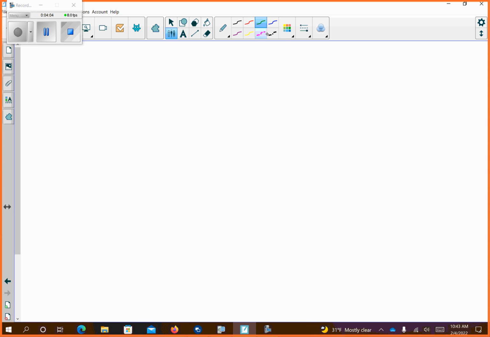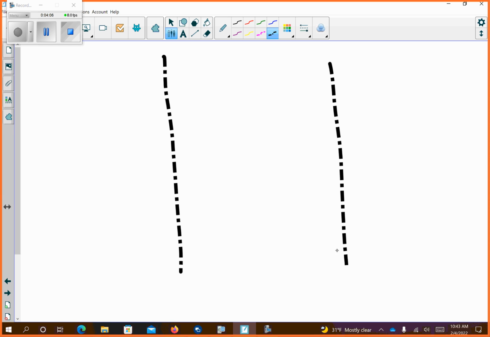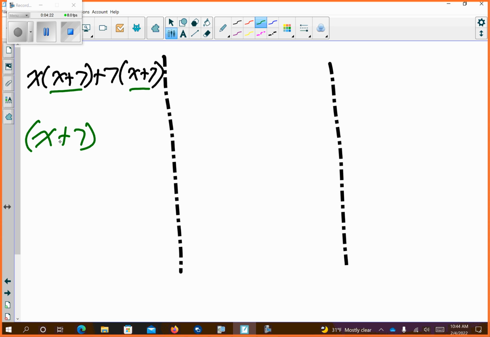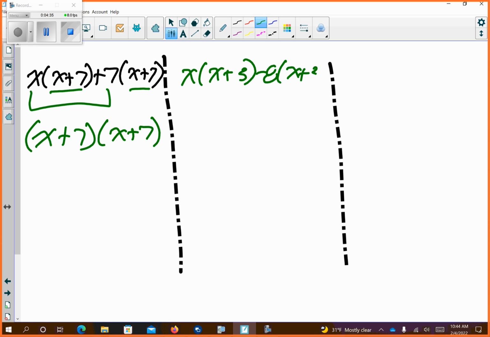Next, you might come across something that looks like this. What can I factor out of both? X plus 7, good. What do I have left behind it once I do that? Yeah, I have that x plus 7. So it happens to be x plus 7 times x plus 7. Okay? Try this one. See how you do. And then this one over here on the far column, you try at home. Oops, I ran out of space.